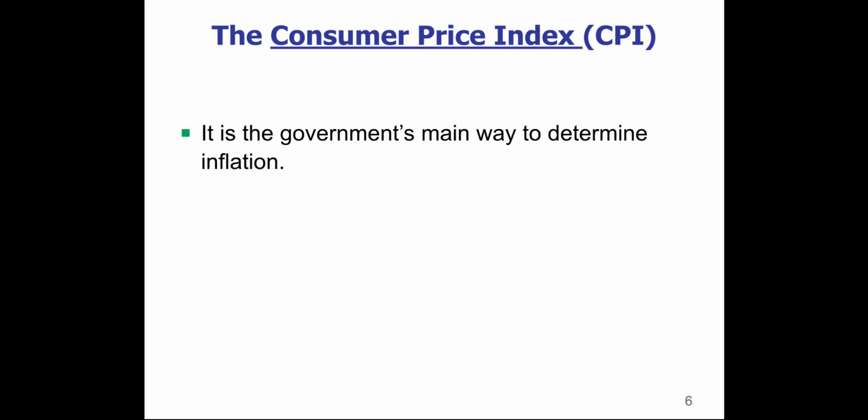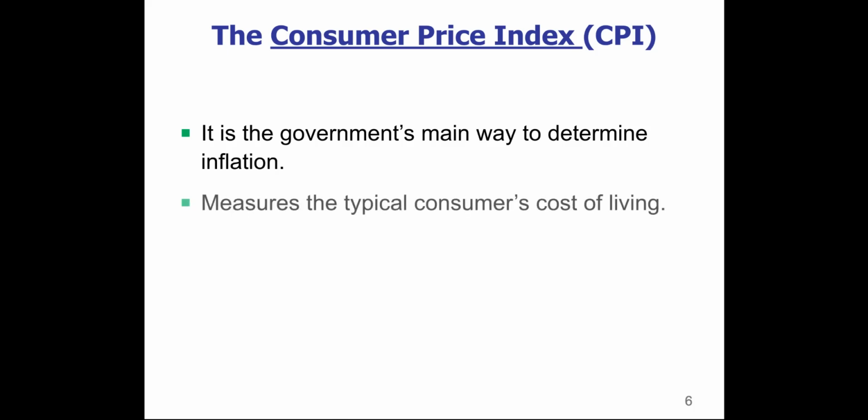So basically, we're going to find the prices in general of a year, and we're going to attribute a number to that year. That will be the CPI. And if we have the CPI of a different year, we can compare those two CPIs or find the inflation rate between them.